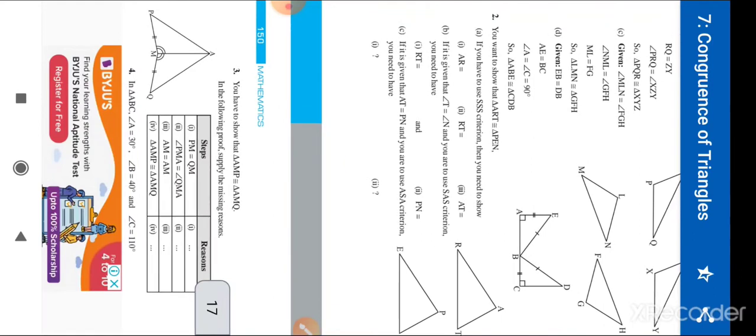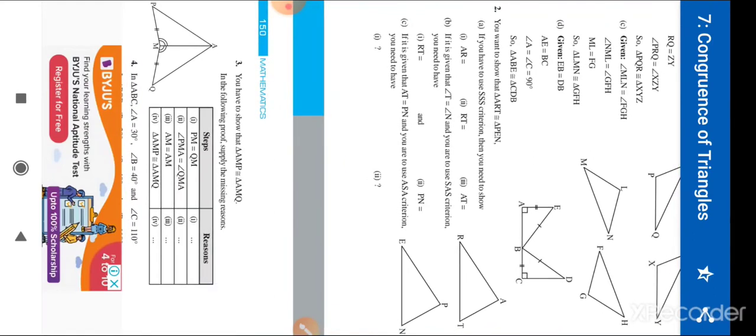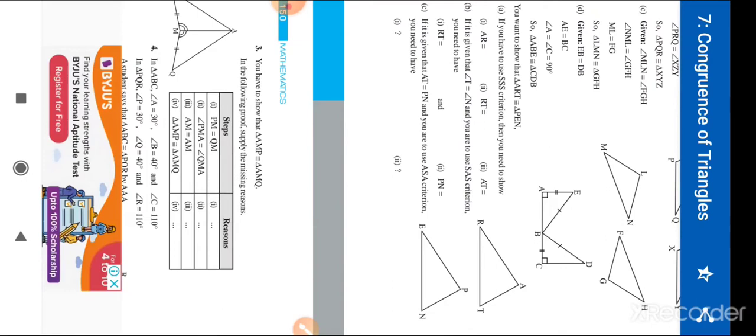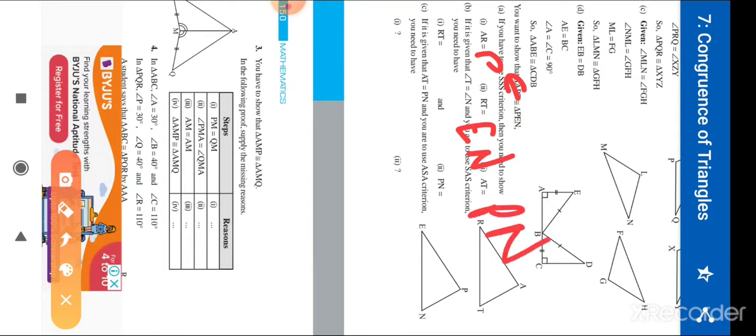over triangle PEN, then side AR overlaps with a side of triangle PEN. Here side AR overlaps side PE, so these two sides are equal. In the second part, side RT overlaps side EN, so these two sides are equal, and side AT overlaps side PN, so these two sides are equal. In this way you can solve the remaining two parts of this question.